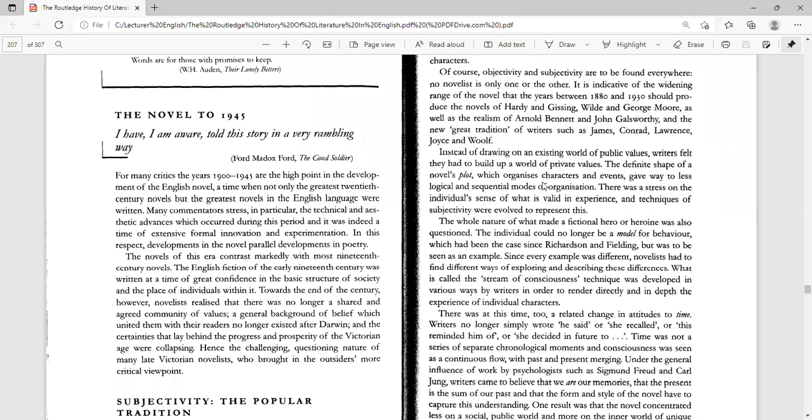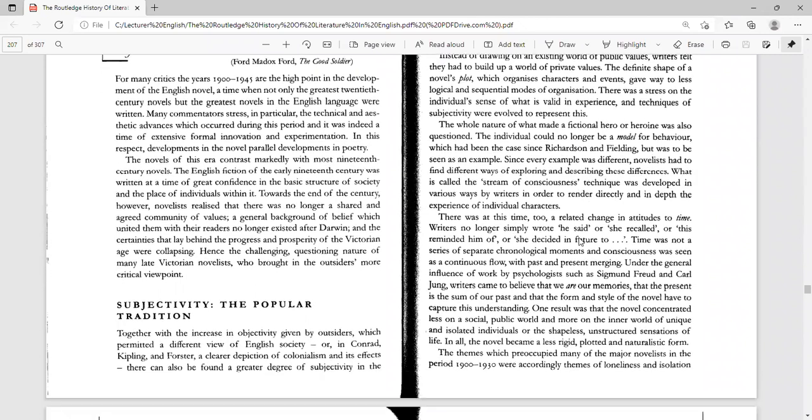The definite shape of a novel's plot gave way to less logical and sequential modes of organization. There was a stress on the individual sense of what is valid in experience, and techniques of subjectivity were evolved to represent this valid experience.